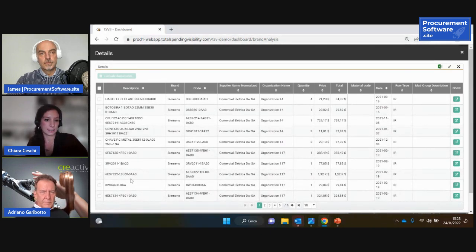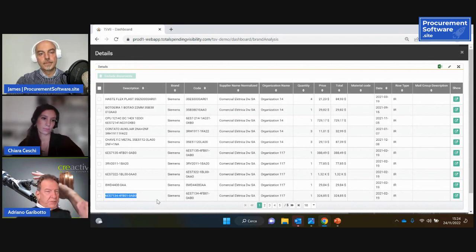So here we can see the descriptions, the brand that is Siemens, we said this already, the codes, so another enrichment, extraction and normalization of the codes from the description, and the supplier names, so the Comercial Eléctrica. So before the artificial intelligence, there was no way to know that those lines belong to Siemens in the original data, because the supplier was Comercial Eléctrica, and the description was very cryptic because it was only a sequence of codes, names, and numbers, very cryptic.